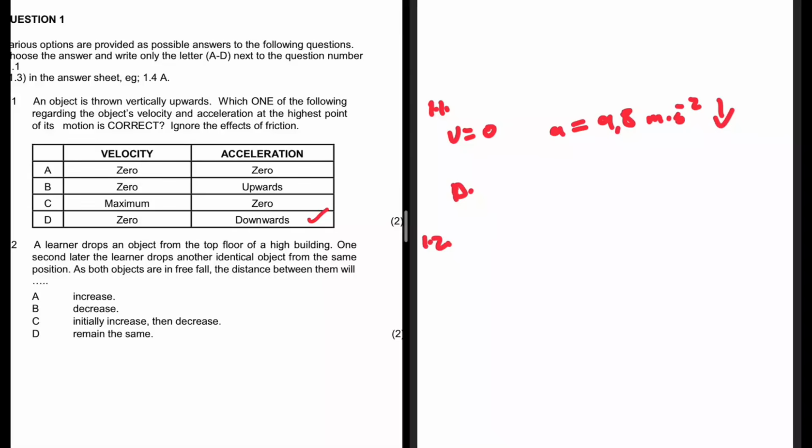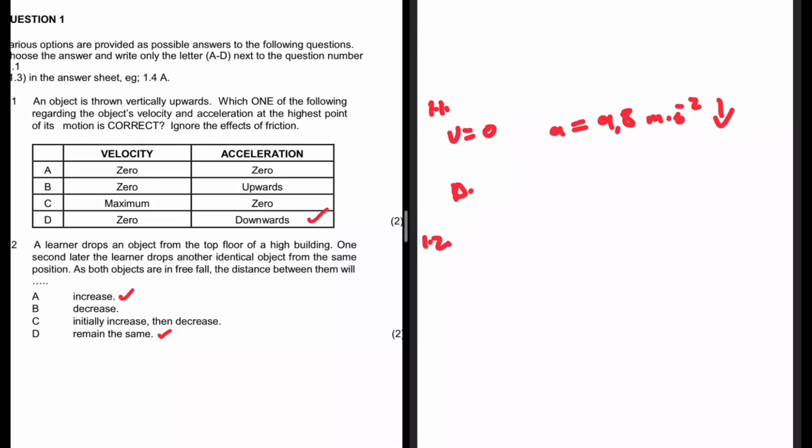That does not make any sense, right? And then D says remain the same. So without performing a calculation, we should be thinking about increase or remains the same. There is no way the distance between the two objects will decrease when they are both in free fall. And even initially increase then decrease does not make sense. You are stuck between increase or remain the same. But which one is the correct answer here?